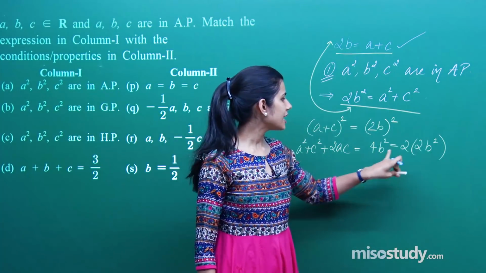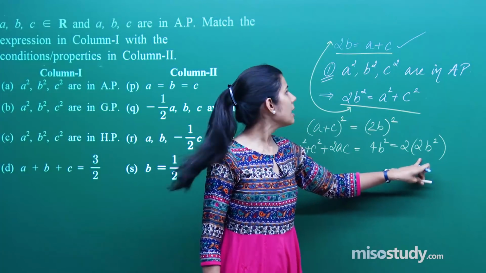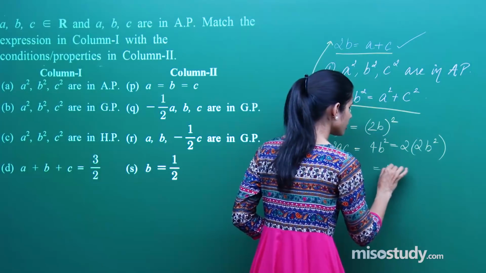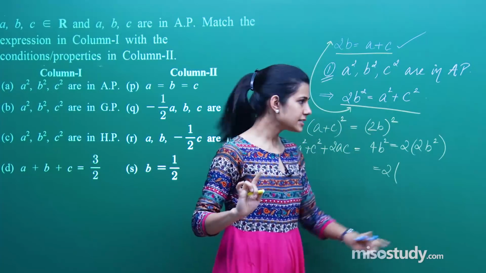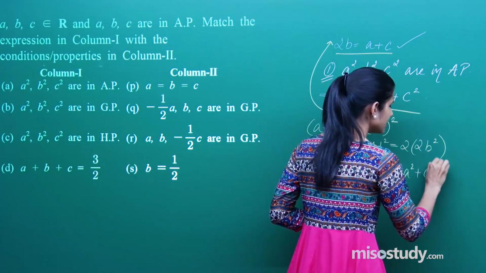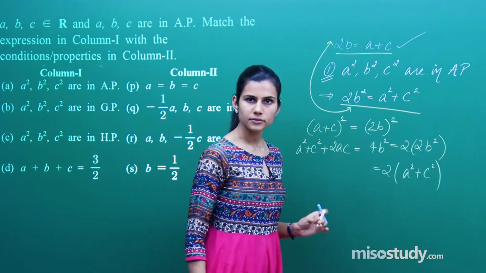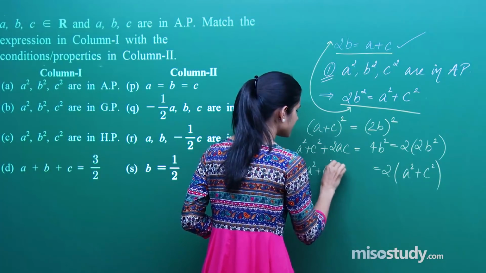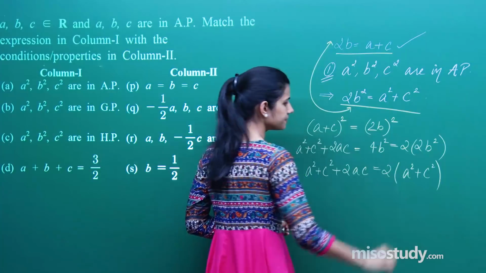4B square can be written as twice of 2B square. But 2B square is the same as A square plus C square. So this 2 remains as it is, and this 2B square is replaced by A square plus C square. Cool enough? And over here you already have A square plus C square plus 2AC.